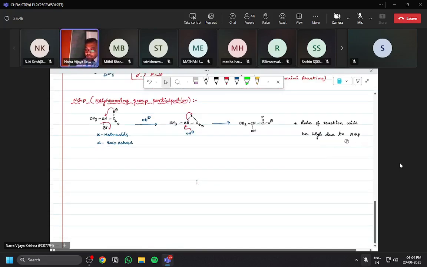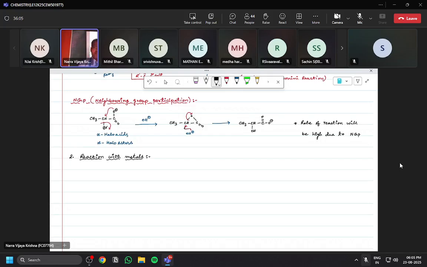Now I'm talking about the second one: reaction with metals. How do alkyl halides react with metals? Already you know one reaction, the Wurtz reaction. What is the Wurtz reaction? Alkyl halides reaction with metals only, right?